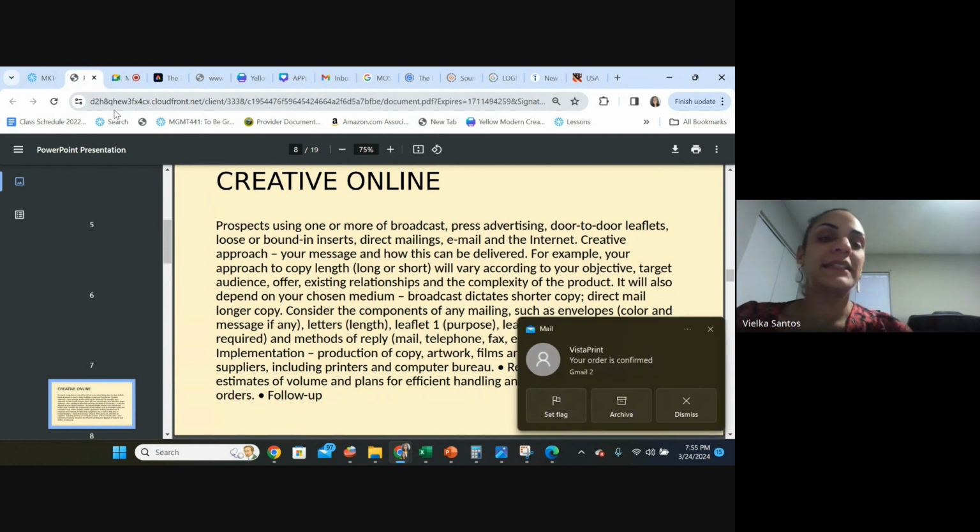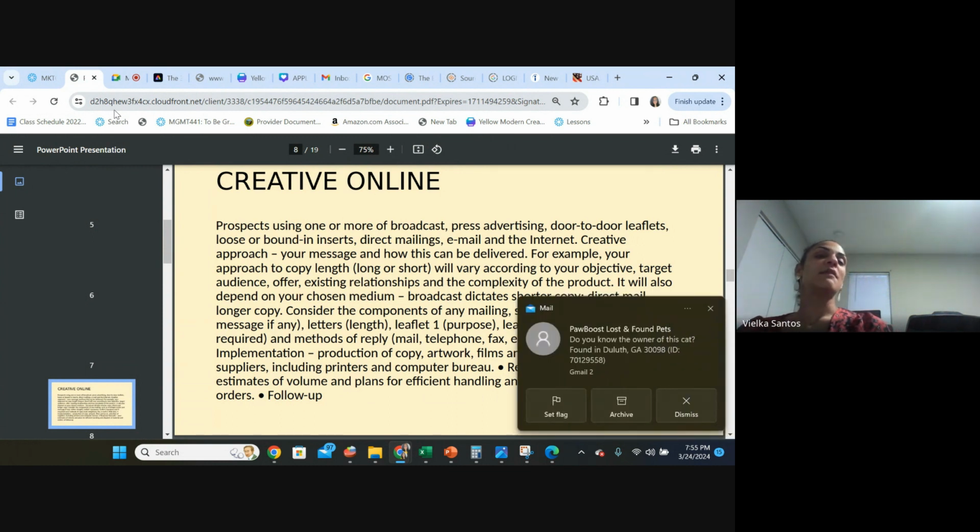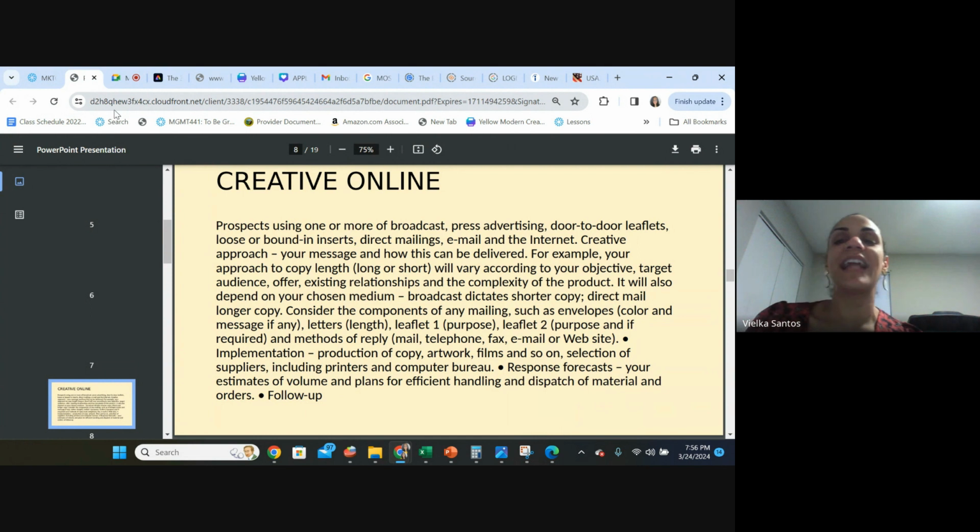Prospects using one or more of broadcasts, press advertising, door-to-door leaflets, loose-in or bound-in inserts, direct mailing, email, and the internet. Creative approach: your message and how it can be delivered. For example, your approach to copy length, long or short, will vary according to your objective, target audience, offer, existing relationships, and the complexity of the product. We mentioned that before too.